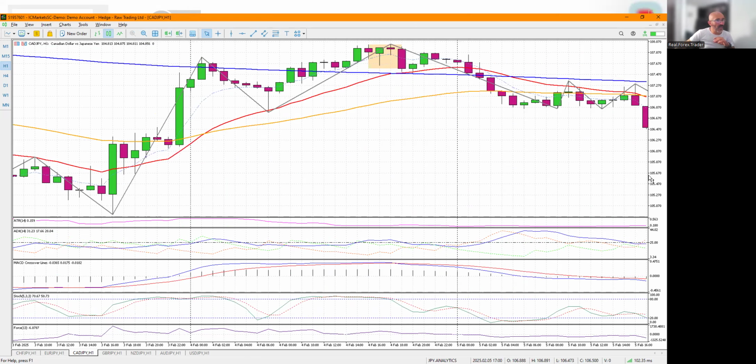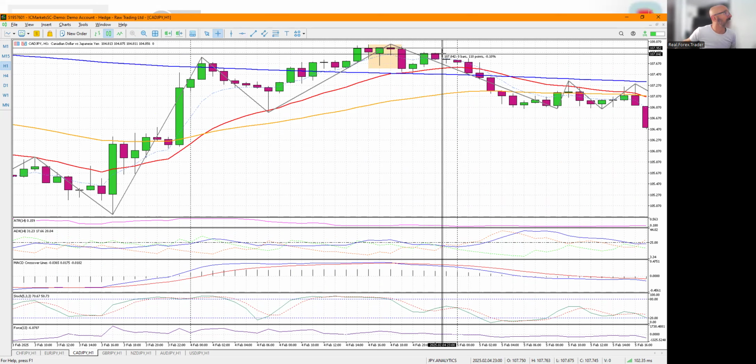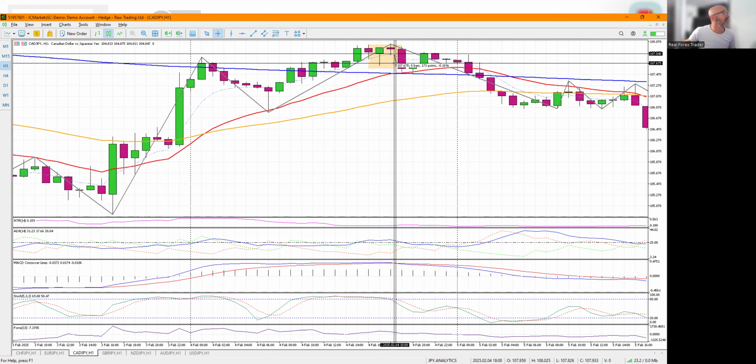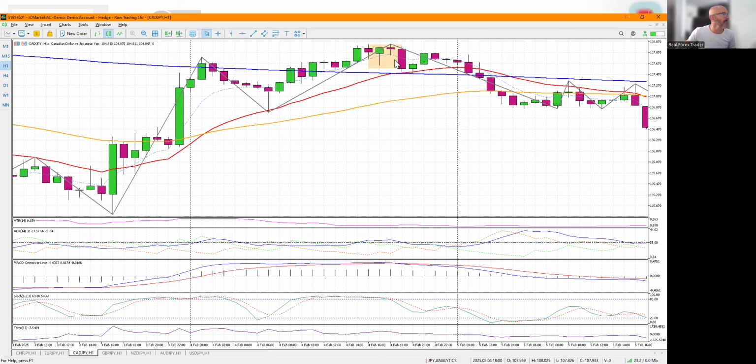So I can use my crosshair tool. Let's measure the body. The body is the size of 9 pips. So the wick should be at least 18 pips to be valid. In fact, this one's wick is 20.9 pips. That is a perfect pattern to be identified.